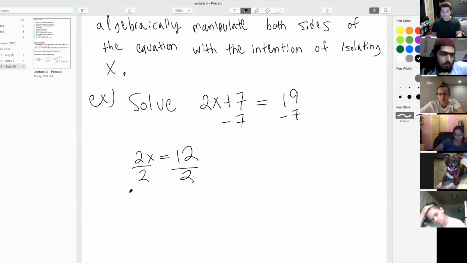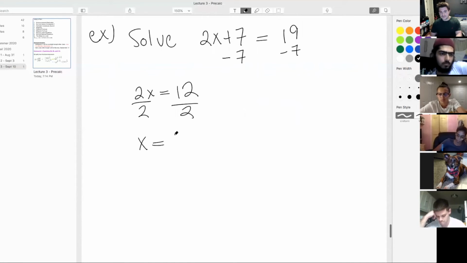Dividing by 2 on both sides gives us a final answer of x equals 6.